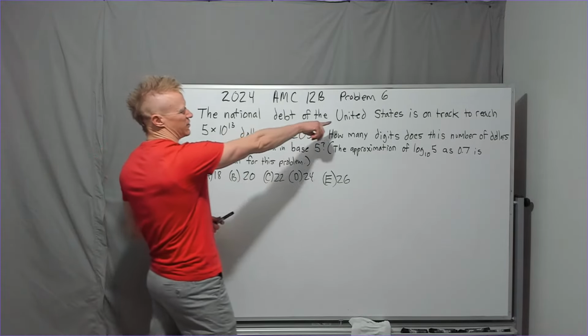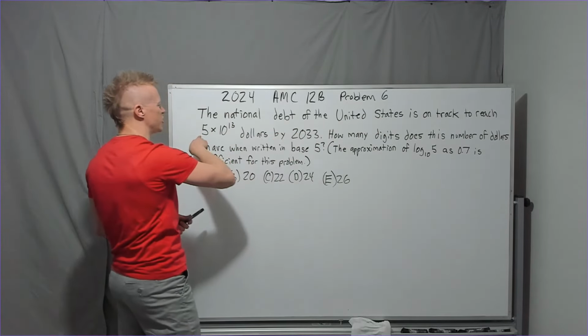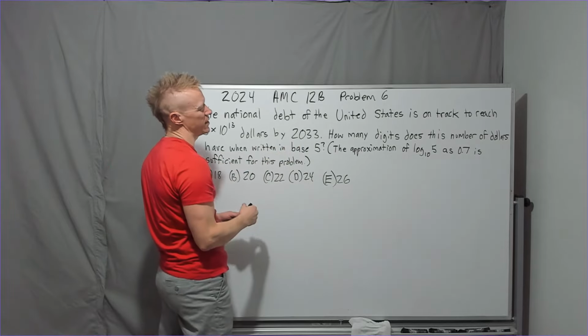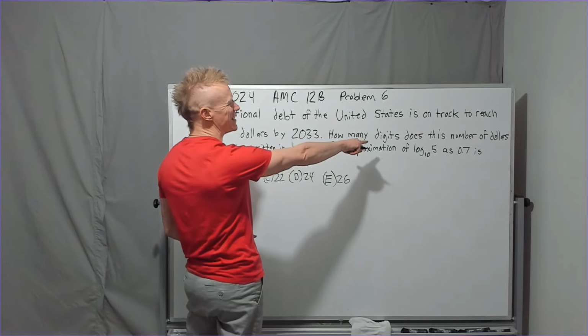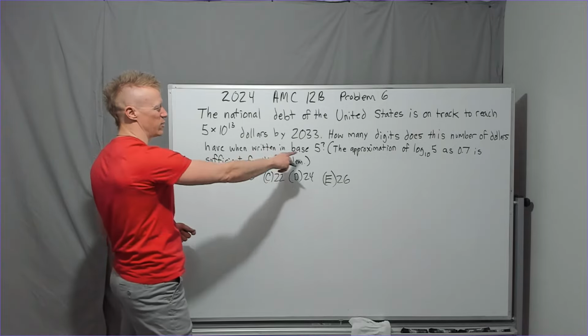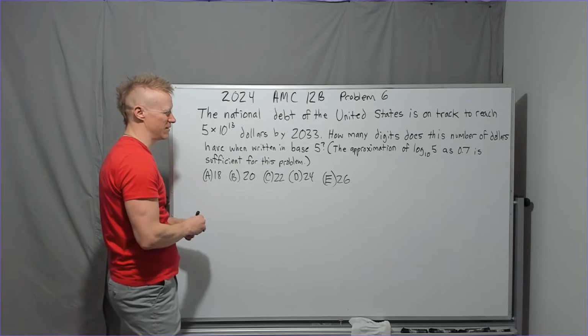The national debt of the United States is on track to reach 5 times 10 to the 13th dollars by 2033. How many digits does this number of dollars have when written in base 5?